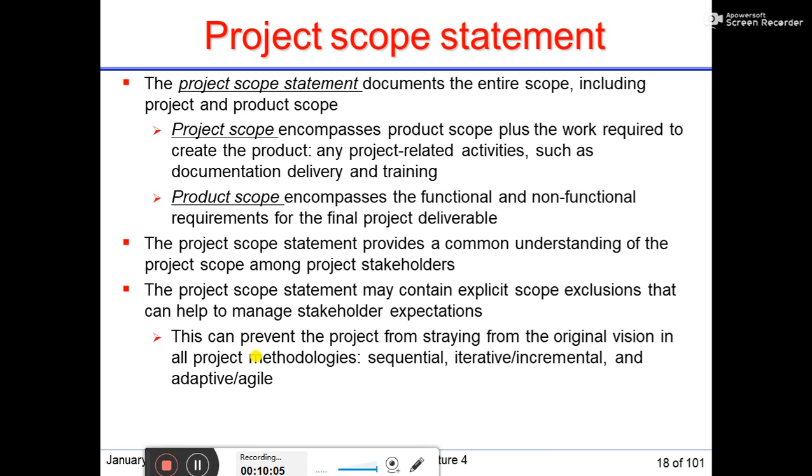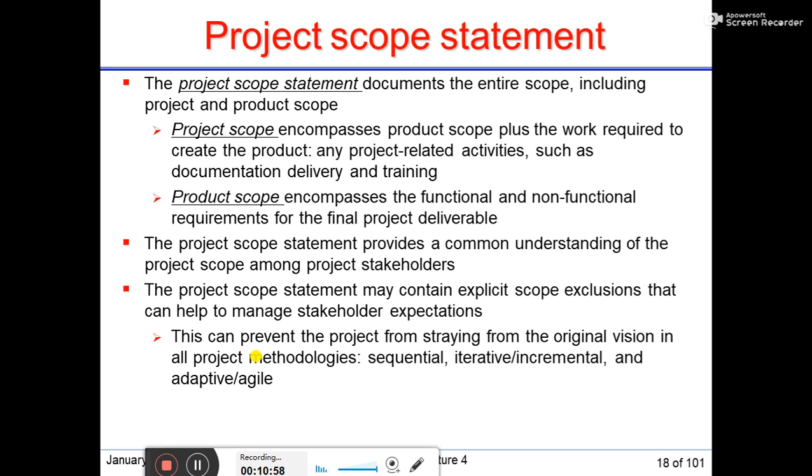The project scope statement documents the entire scope, including project and product scope. Project scope encompasses product scope plus the work required to create the product and any project related activities such as documentation, delivery and training. So project scope is an overall set of scope which includes the product scope, along with the work required to create the product, and also project related activities such as documentation, delivery and training.